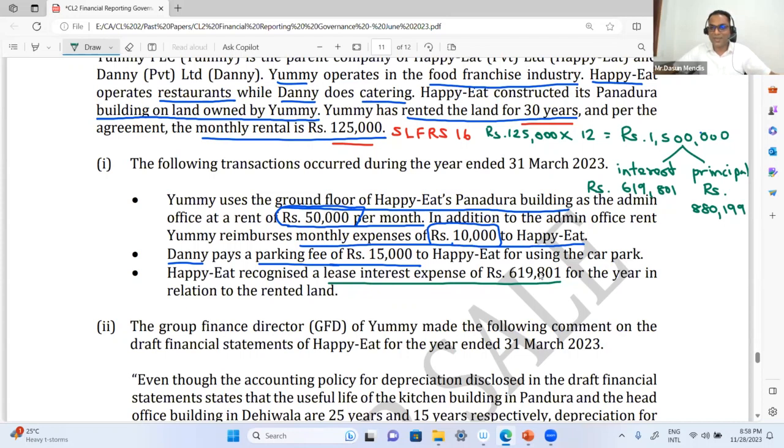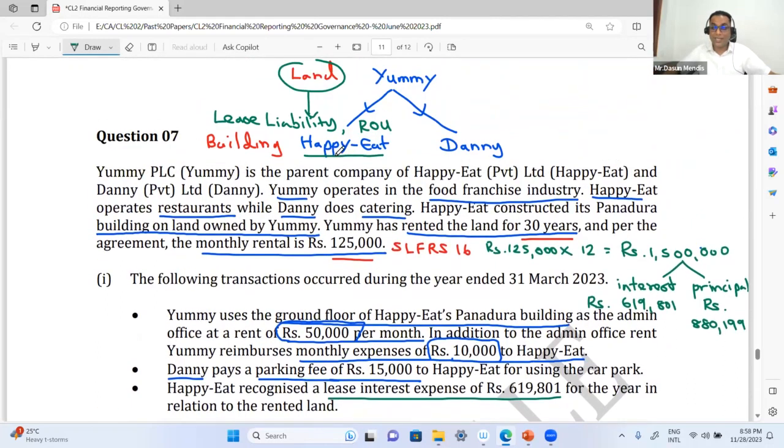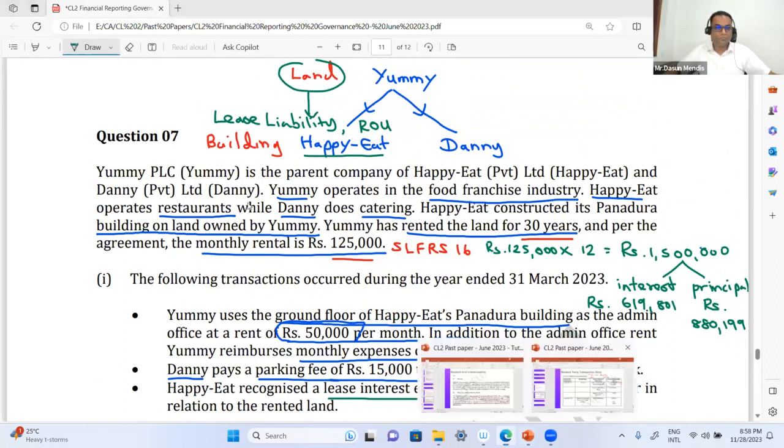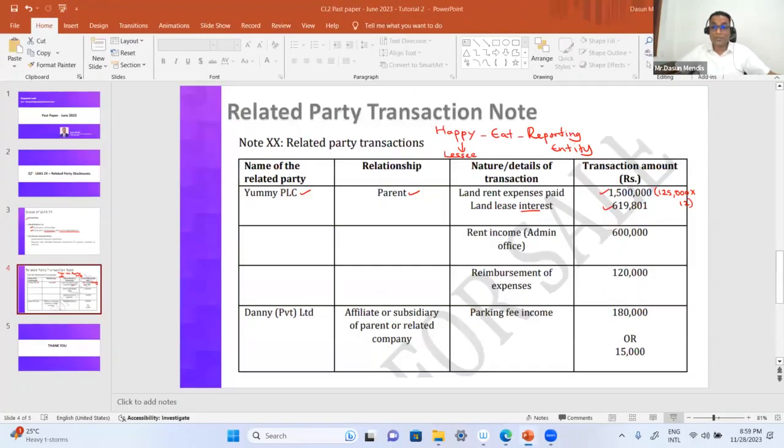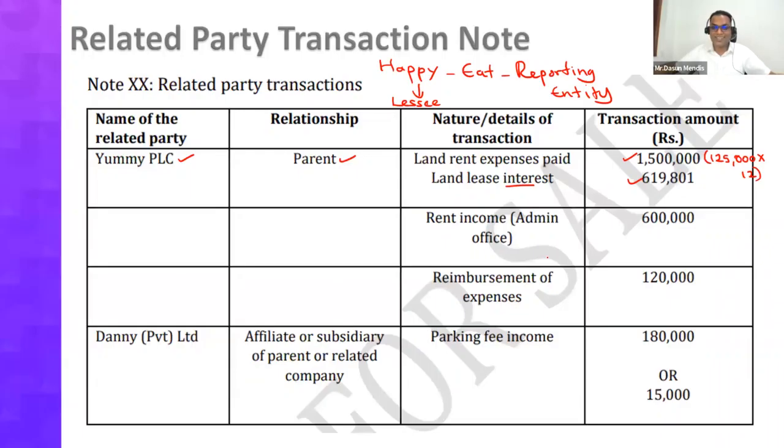If I were you, I would say the total amount paid to the parent company during the year is 1.5 million. Out of that, finance cost is 619,801. Principal repayment is 880,199. Is that it? Because Happy Eat is the lessee of this transaction, where the parent company has given the land to Happy Eat for 30 years. Right, that is done. I have actually explained more than what is there in the suggested solutions, what is available on the institute website.